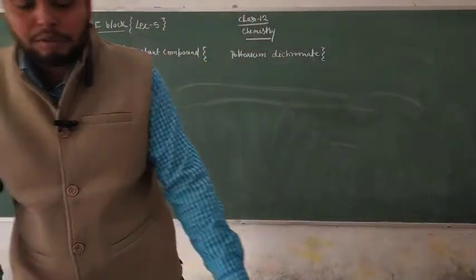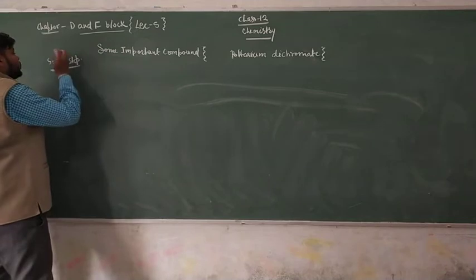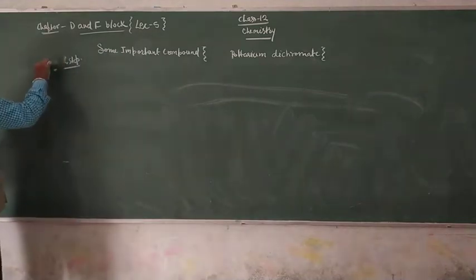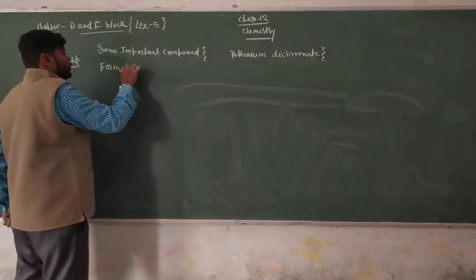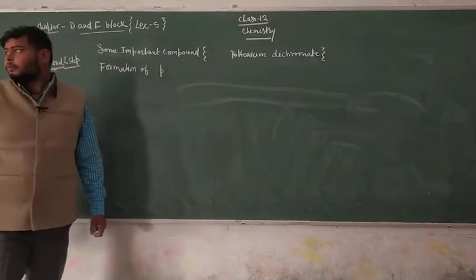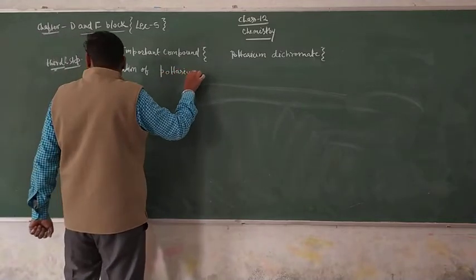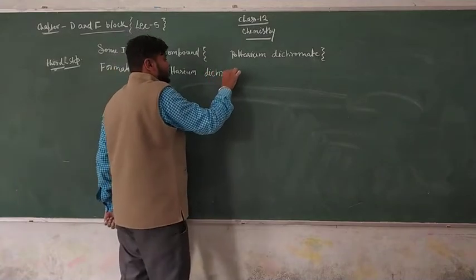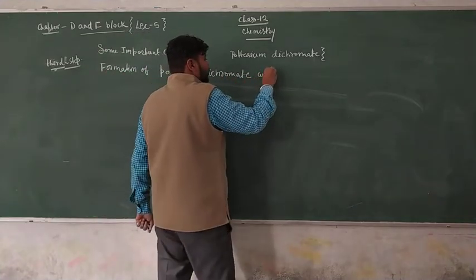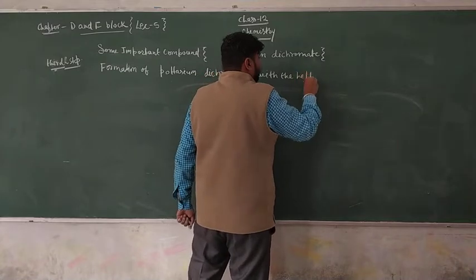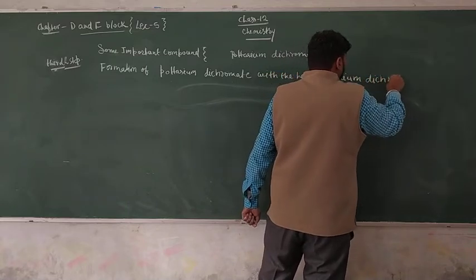Now our third step: the formation of potassium dichromate with the help of sodium dichromate.